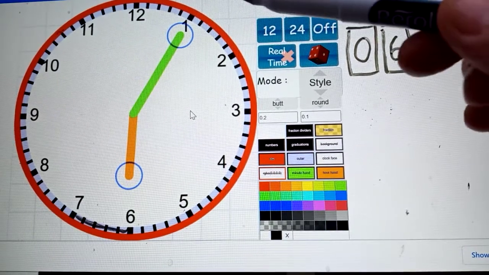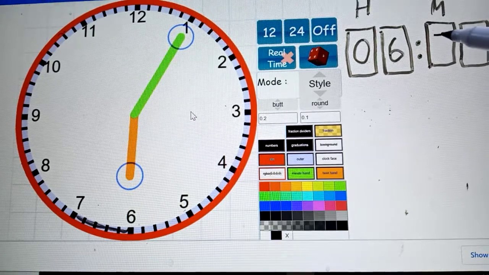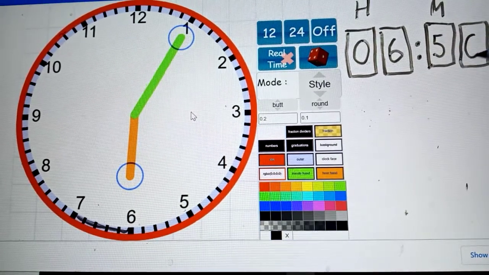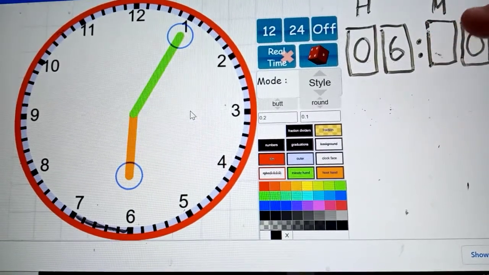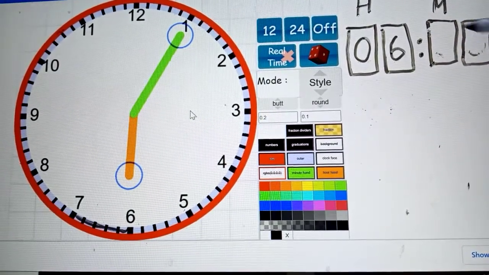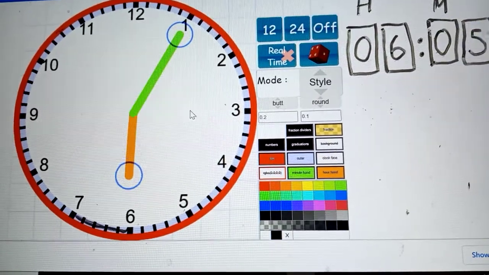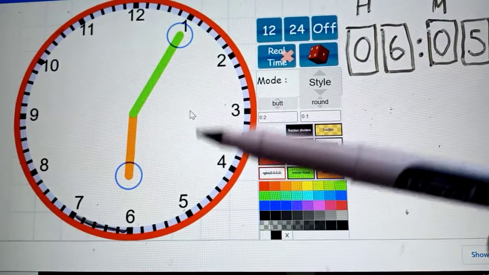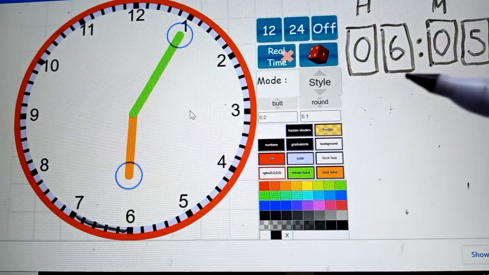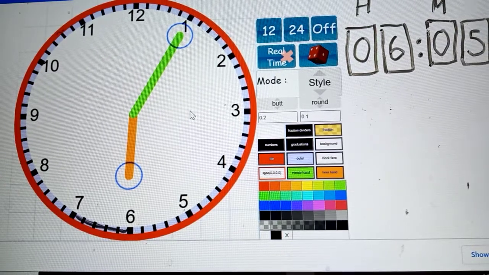And how many minutes was it again? 5 minutes. Would I write my 5 there with my placeholder there? No, I wouldn't, because that says 50. So I need to write my 5 there. And now that says 5. So that says 6:05. And that says 6:05. They both show the same time, but in very different ways.